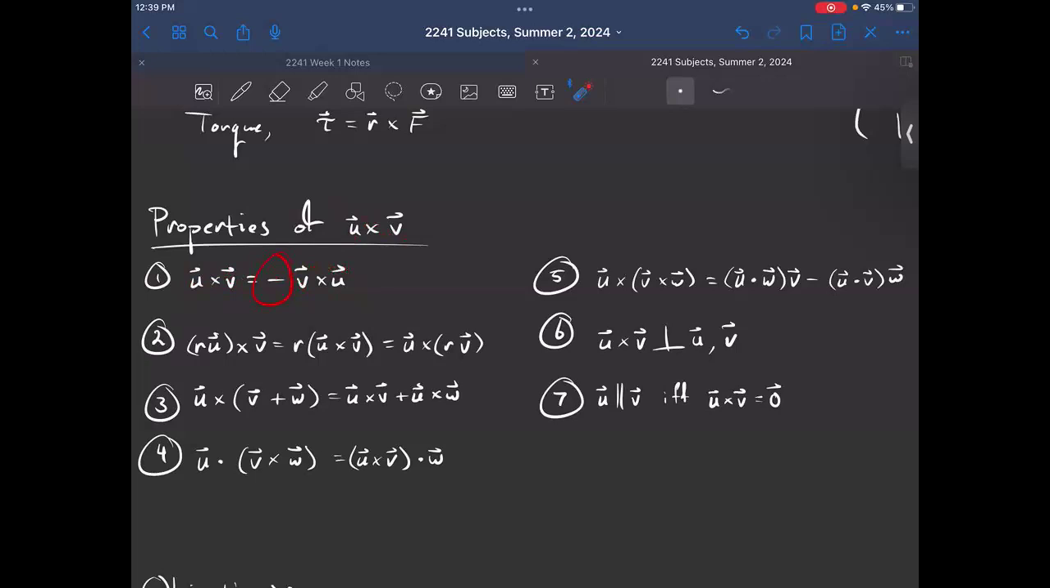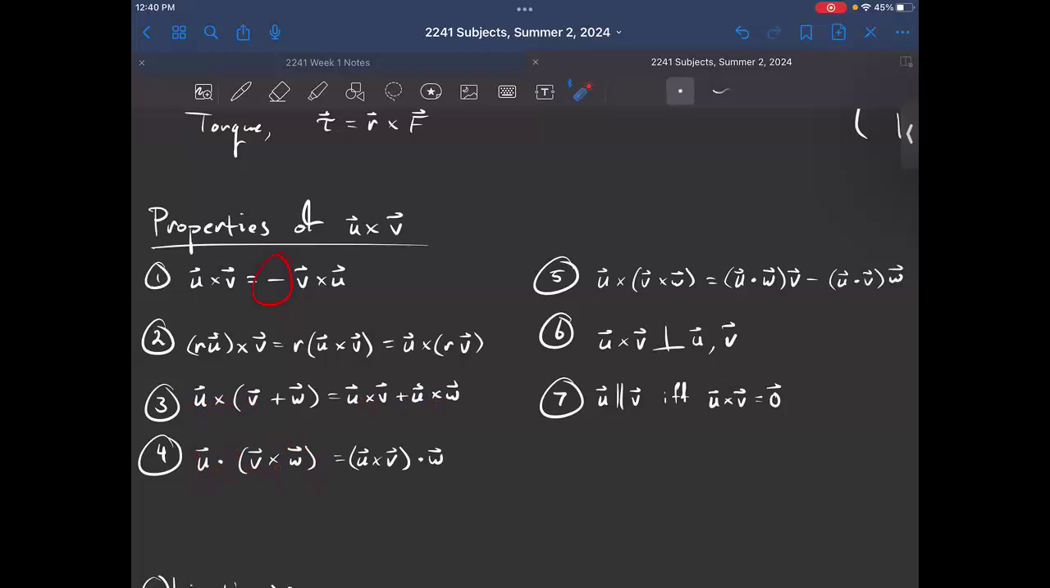All right, the next part is the scalar multiplication. This works just like the dot product. You get to put a scalar multiple inside of either coordinate. It is also distributive, so you get to distribute the cross product across addition, u cross v plus u cross w. This one is a little bit different. This you have to be careful with.